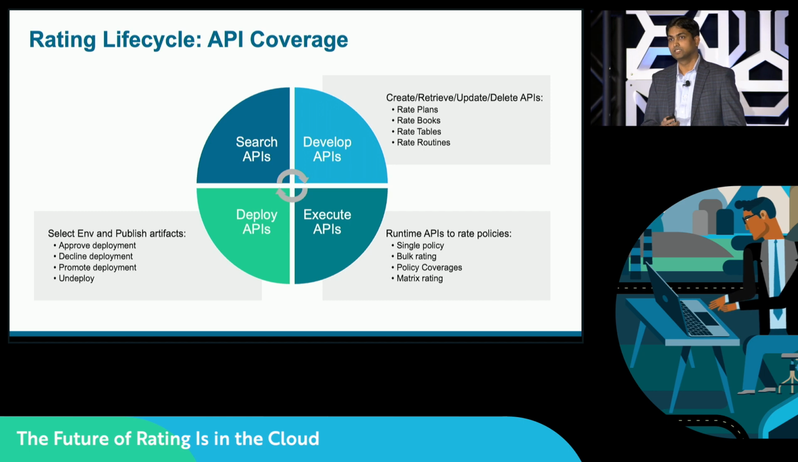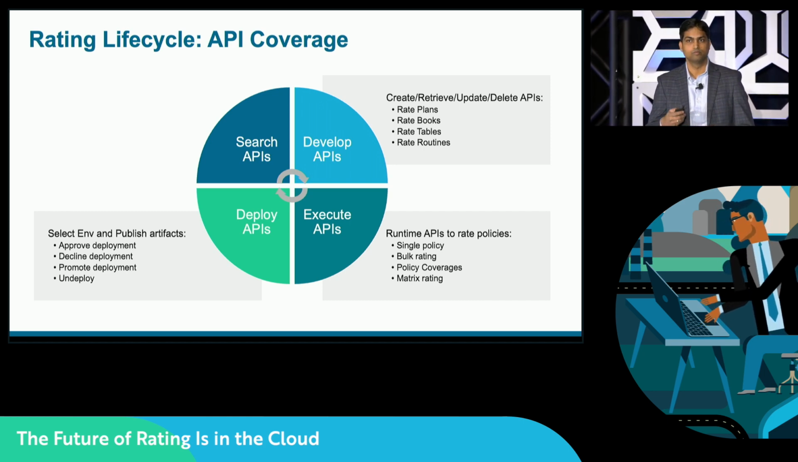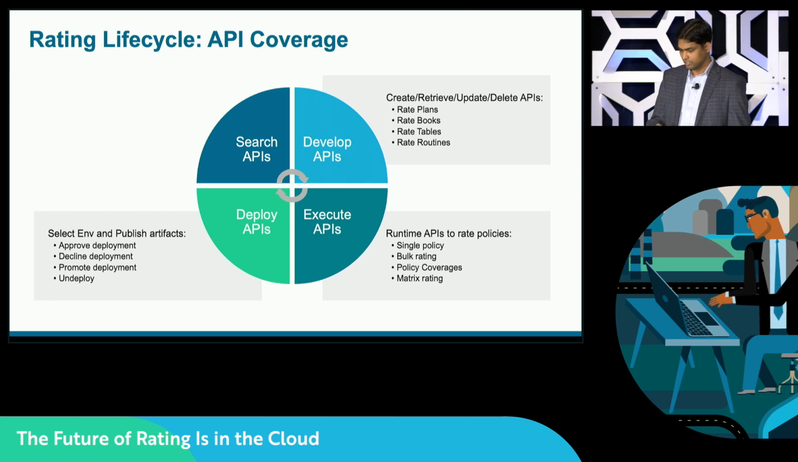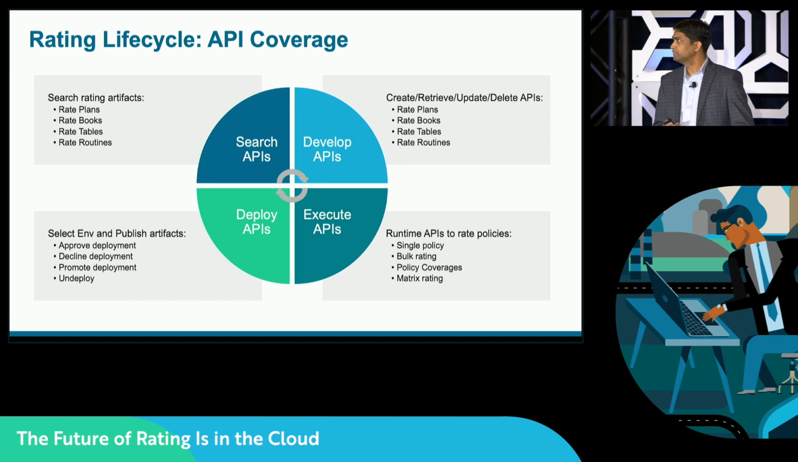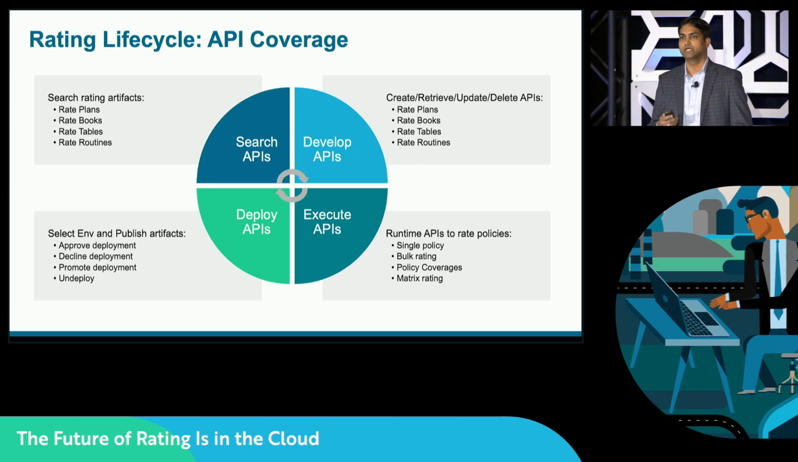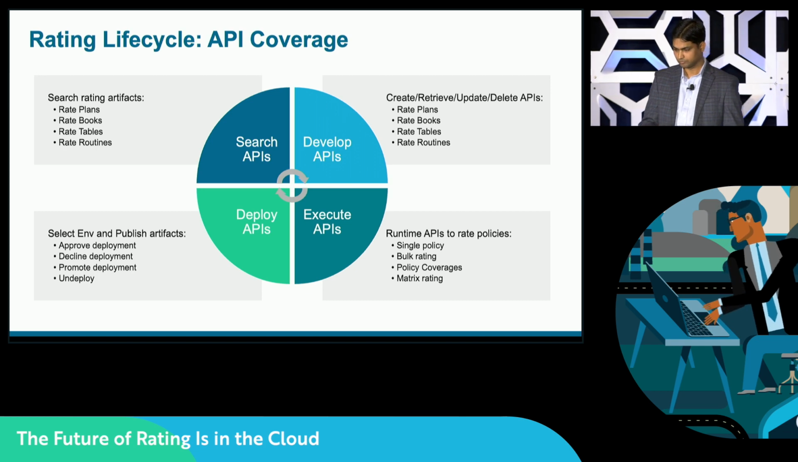Last but not the least, even if something goes wrong, we have undeploy APIs, which will help you roll back the changes that you did. And lastly, we have search APIs. These search APIs help you to look up these different rating artifacts before you go on and create duplicates.